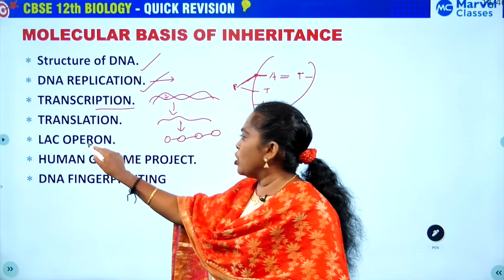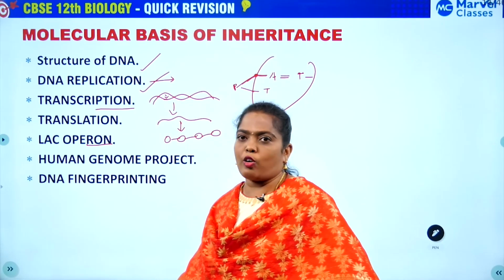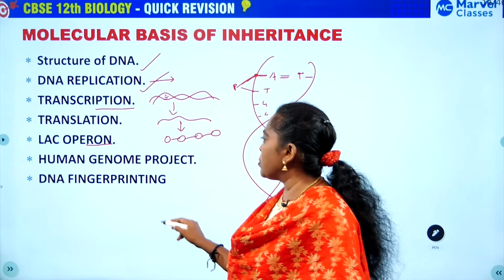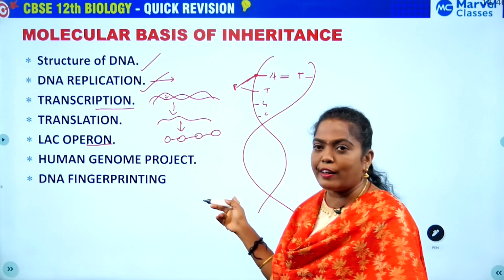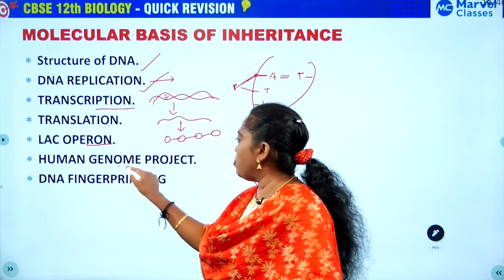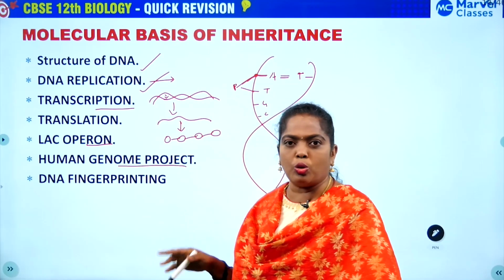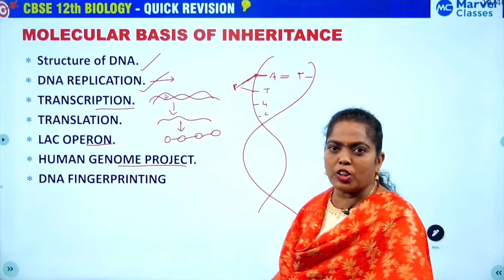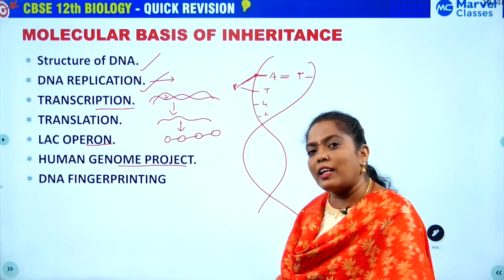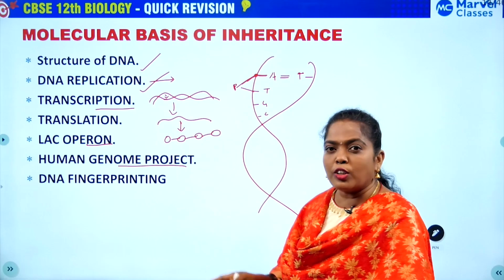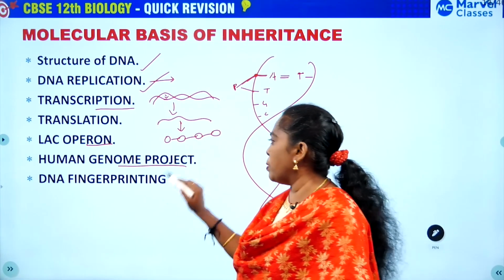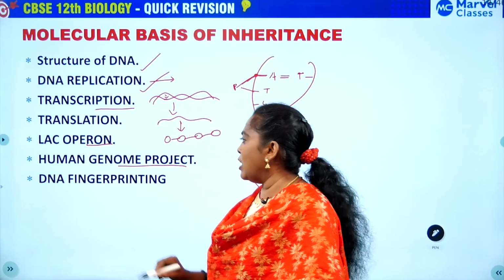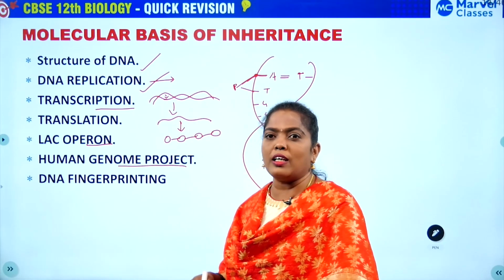Then expression of gene, that is the lac operon concept. This I will explain when I am explaining the diagrams. And then HGP, this is just the theory part. You should know what is the Human Genome Project, and what are the salient features, the functions, and the goals of HGP. Like that you have to prepare this question. And in DNA fingerprinting you have to say the steps.